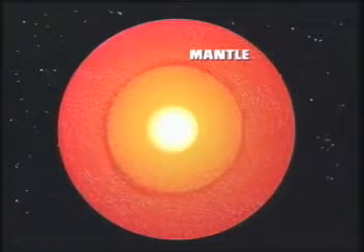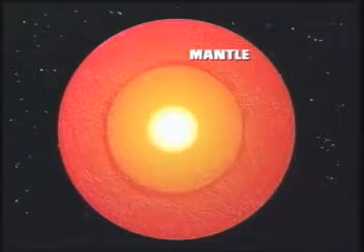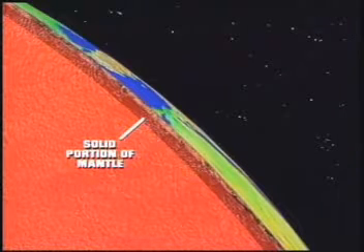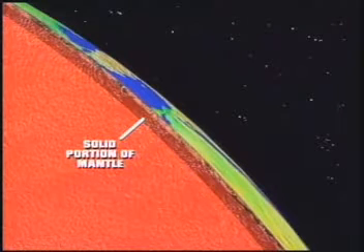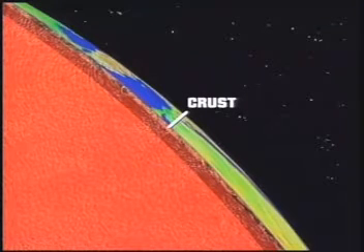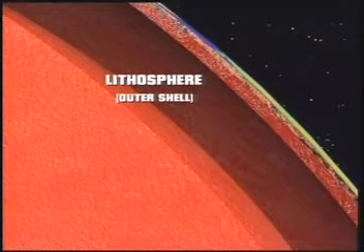The mantle, which is not so hot as the outer core and not so liquid. The mantle's outermost portion is solid. This is the solid outer portion of the mantle. Above this is the outermost layer of the Earth, the crust. Together, the crust and solid outer portion of the mantle form the Earth's outer shell. They are referred to as the lithosphere.